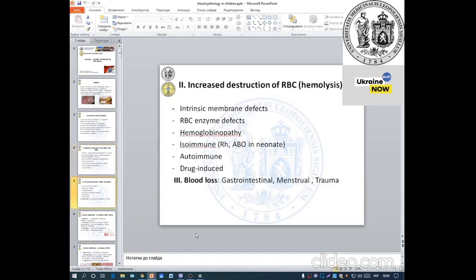The second group, with increased destruction of red blood cells or hemolysis, includes anemia with red blood cells membrane defects, anemia with red blood cells enzyme defects, hemoglobinopathy, isoimmune, autoimmune and drug-induced hemolytic anemias, and the third group are anemia due to blood loss, for example, gastrointestinal, menstrual or trauma bleeding.